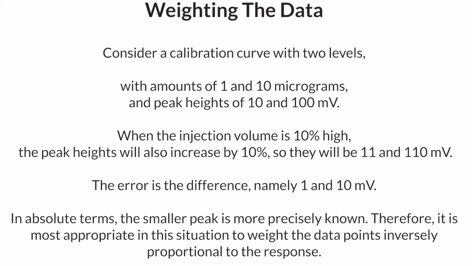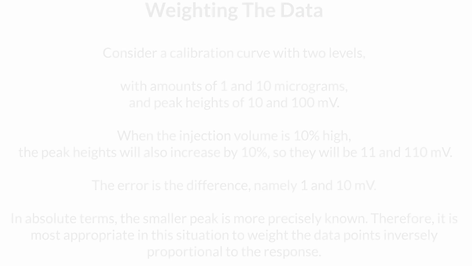Consider a calibration curve with two levels, with amounts of 1 and 10 micrograms, and peak heights of 10 and 100 millivolts. When the injection volume is 10% high, the peak heights will also increase by 10%, so they will be 11 and 110 millivolts. The error is the difference, namely 1 and 10 millivolts. In absolute terms, the smaller peak is more precisely known. Therefore, it is most appropriate in this situation to weight the data points inversely proportional to the response.